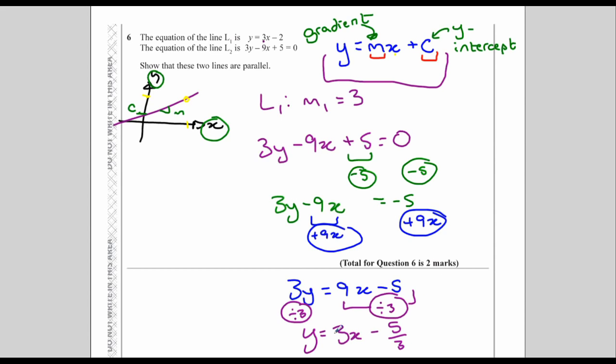So that means that our gradient is m, and c don't worry about. So L2's gradient is also 3, therefore parallel. Done.